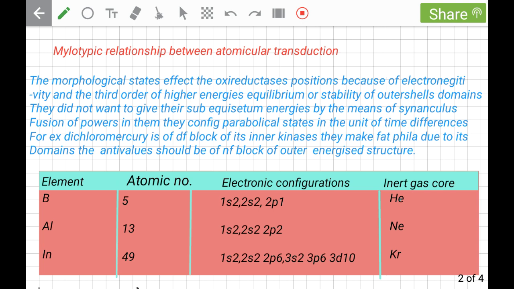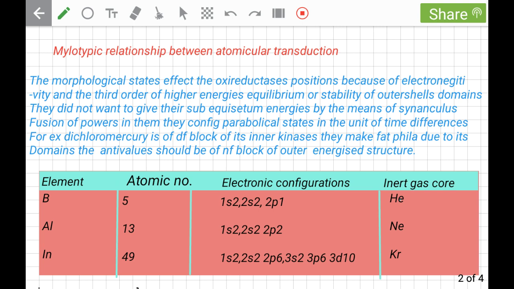the equilibrium in them does not change, because the particulates are changed in the third group, in their own domains. So the third group did not let the particulates move in the equilibrium. So the equilibrium will be constant and there will be stability in the outer shell membranes. So they did not want to give their sub-equistetum energies by the means of synchronous fusion of powers.